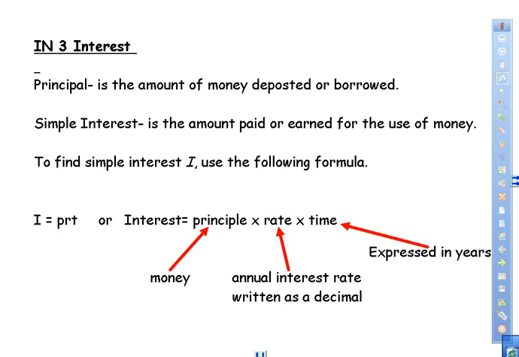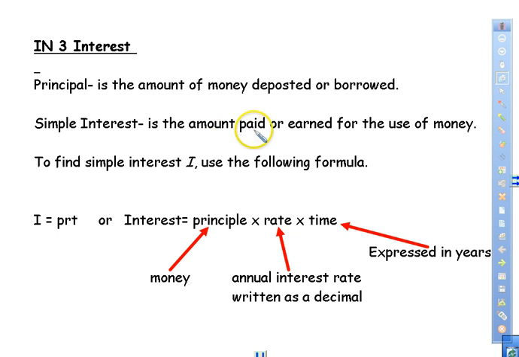Well, first of all, we are talking about interest, and interest is dealing with principal. Principal is the amount of money that you have deposited or possibly borrowed from a bank. Simple interest is the amount paid or earned for the use of your money. So again, the amount of money paid or earned.